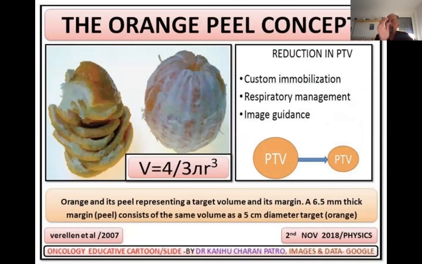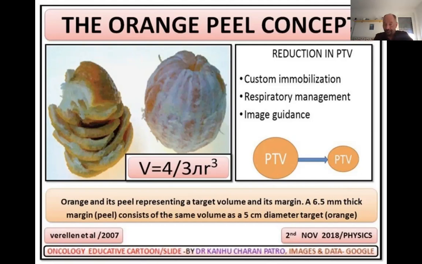You can enlarge your PTV and say, okay, I add 1 centimeter more. 1 centimeter is small in comparison to a tumor which is 10 centimeters. Yes, it's small, but if you take the volume, when you put the margin, you put the margin in 4 pi. And if you take the volume, it's like the orange skin. If you take the orange skin and you look at its volume, well, that's not far from the volume of the tumor itself. So you are actually irradiating a very large volume.